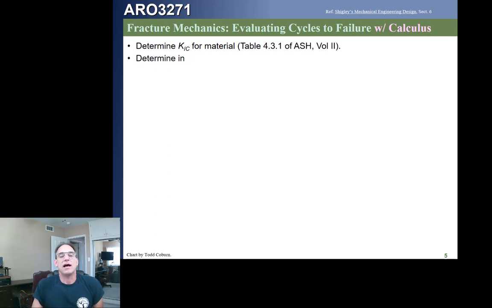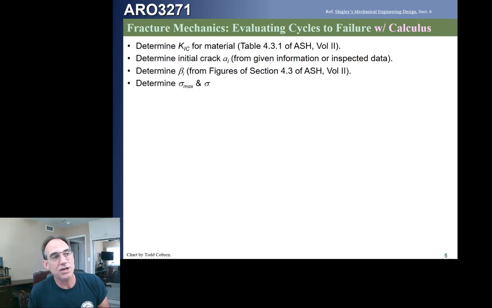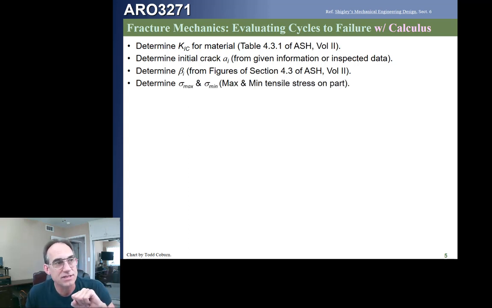So let's go ahead and clarify our method then. If we're going to use calculus, what we're going to do is we're going to determine our K1C from the material from our table in the handbook. We're going to go and figure out from the problem statement what's our initial crack size, and we're going to use that when we determine, also look at our loading to calculate the beta initial for the part.